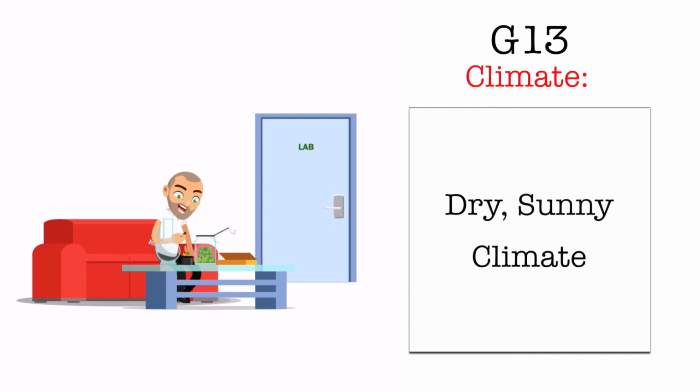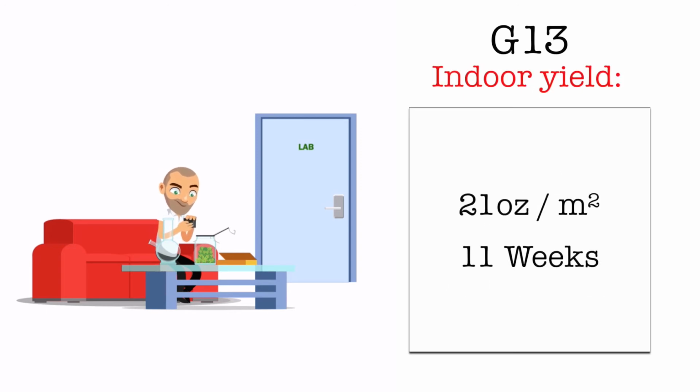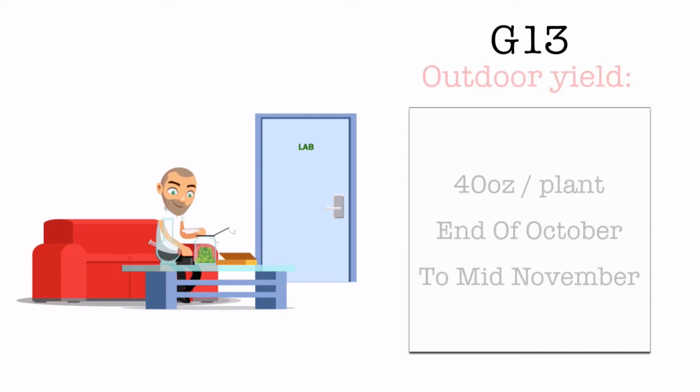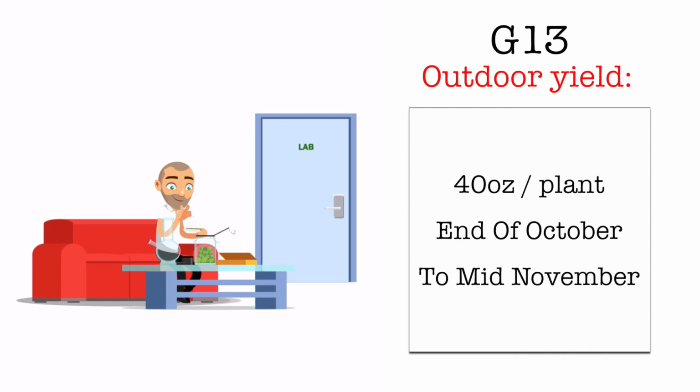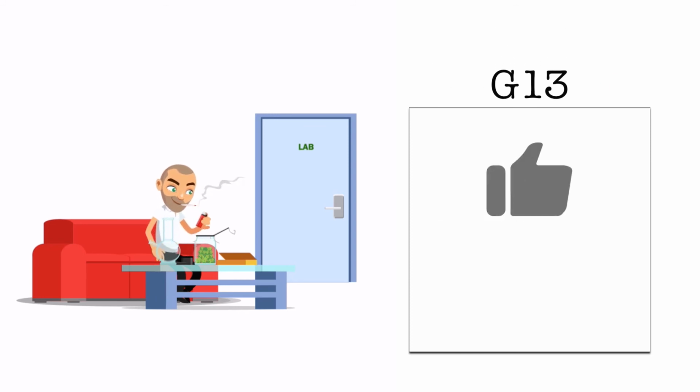It'll thrive in a dry and sunny outdoor climate, and it has a high resistance to diseases. Its indoor yield can be up to 21 ounces per square meter, with an average flowering time of 11 weeks. Its outdoor yield can be up to 40 ounces per plant, and it's available for harvest between the end of October and mid-November. This is a moderately difficult strain to grow.